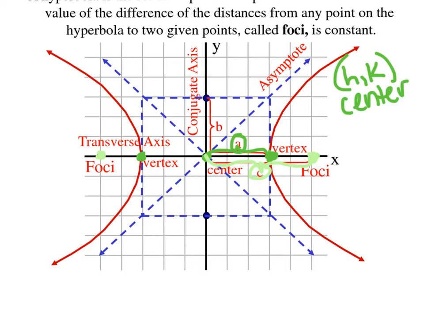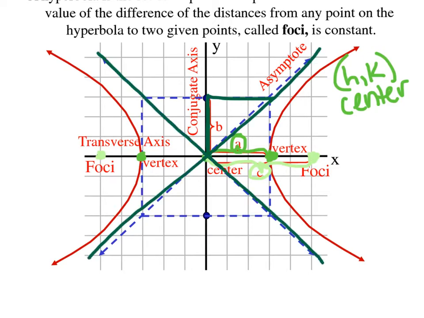What we have are asymptotes. And we're going to take B and count that as the rise of our slope. A is the run of our slope. And so then we have these asymptotes. There's one here and then the opposite one here. So if you can plot your vertices, your foci, and your asymptotes, you have everything you need to then just draw this red curve on either side. And that's your hyperbola.